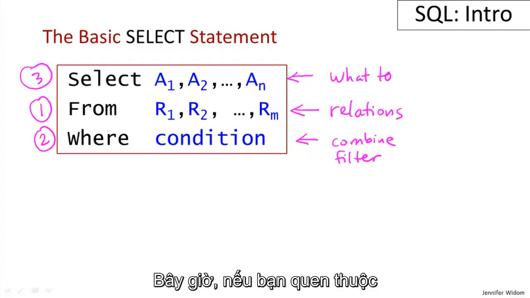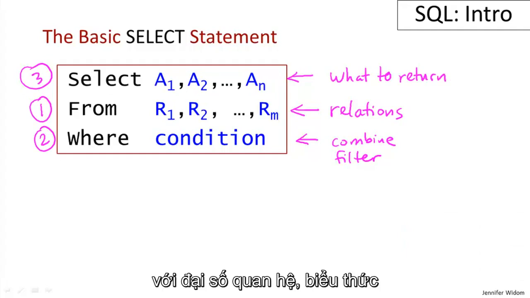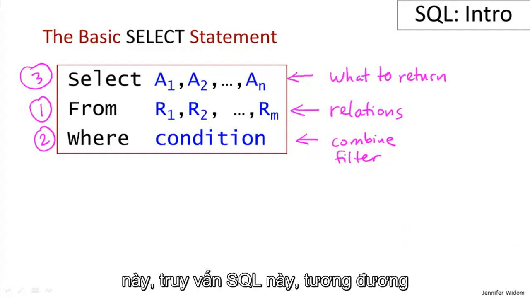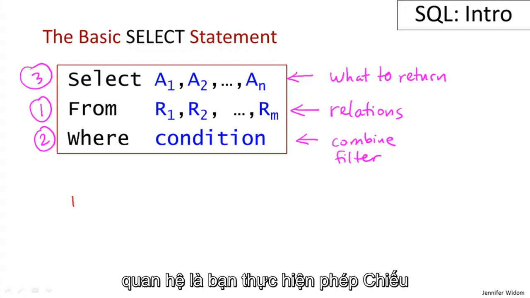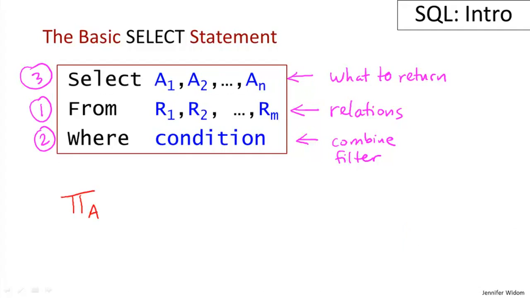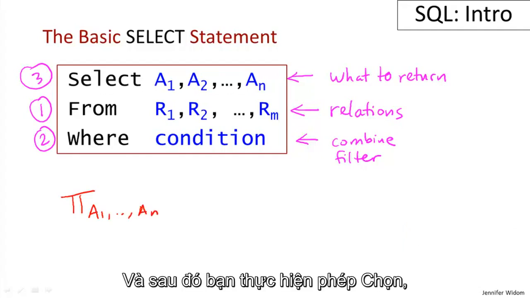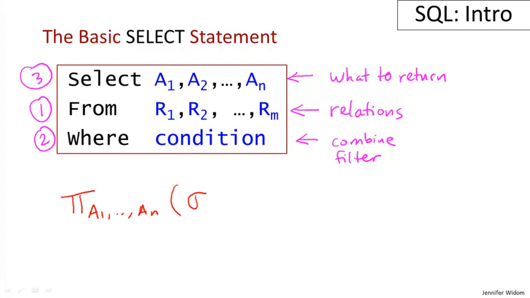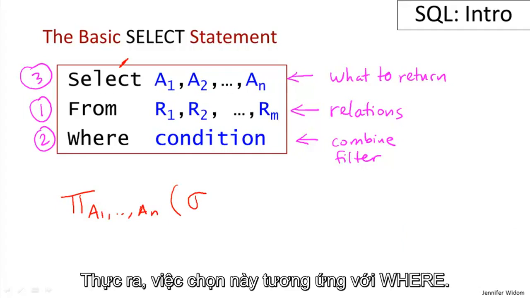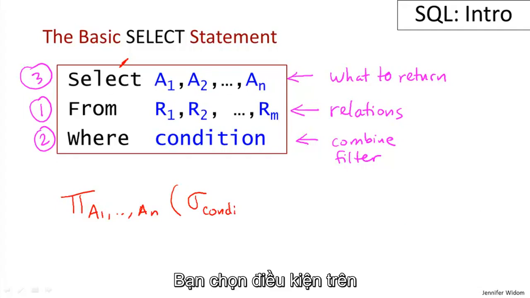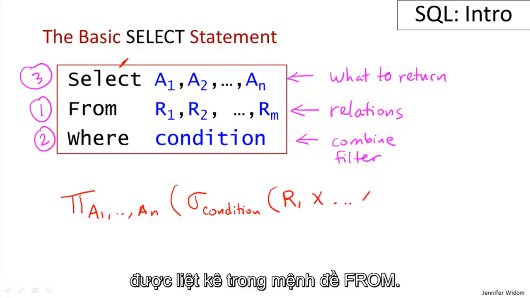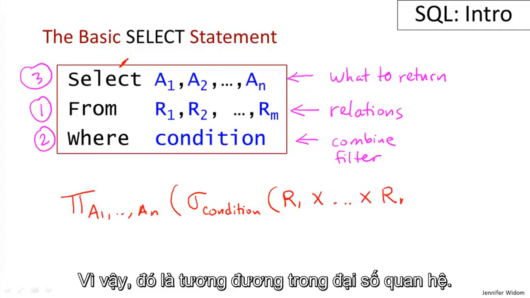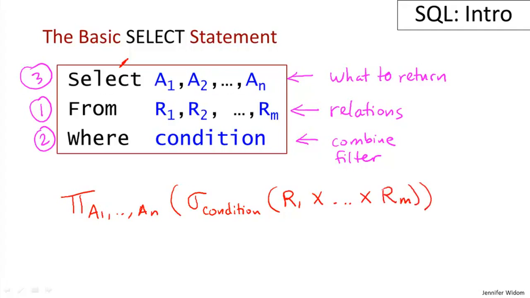Now, if you're familiar with relational algebra, this SQL query is equivalent to the relational algebra expression where you project the set of attributes A1 through AN, and then you select, and by the way, it's different from this select here. In fact, this selection corresponds to the where. You select the condition on the cross product of the relations that are listed in the from clause. So that's the equivalent in relational algebra.